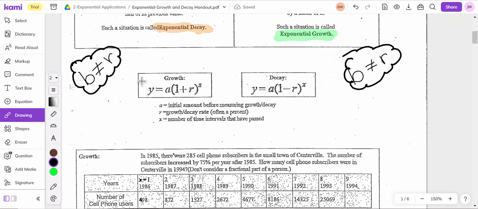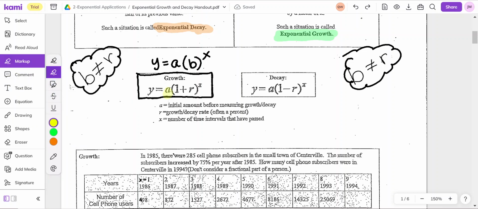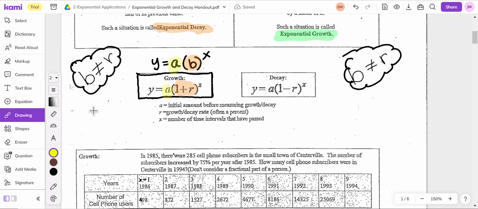Now, when you look at this form, you're saying, hey, Ms. Medina, what happened to the y equals ab to the x? Well, not much happened. We just rewrote it for growth. So if you look at it, everything still matches. A is still A. Oops, my bad. I meant to use the highlighter. A is still A, but we've rewritten B. B, we're now going to write it as 1 plus R. See, B is equal to 1 plus R. B is not R.